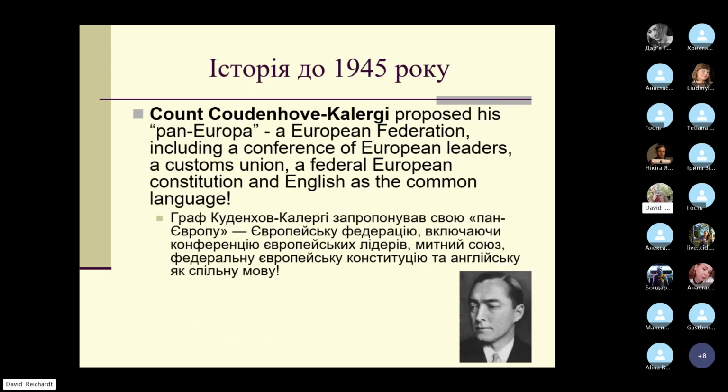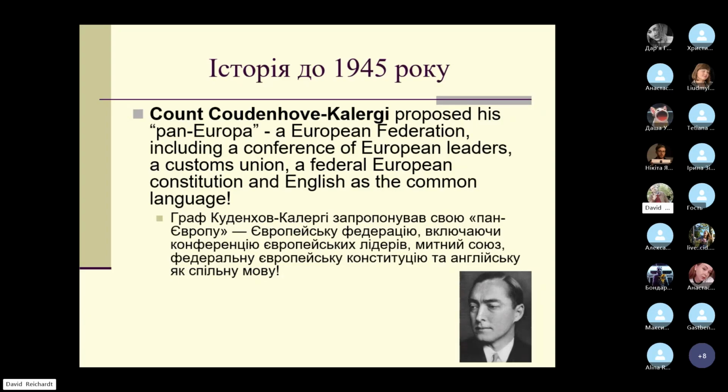This is a picture here of Coudenhove-Kalergi with his Pan-Europa idea, this idea of a European federation or integration. And that, according to Coudenhove-Kalergi, would be a conference of European leaders, a customs union. Customs union is a protective tariff around your free trade area. We'll talk about that later. And a European constitution for this European Union, a constitution which we have today. I'll talk about that later.